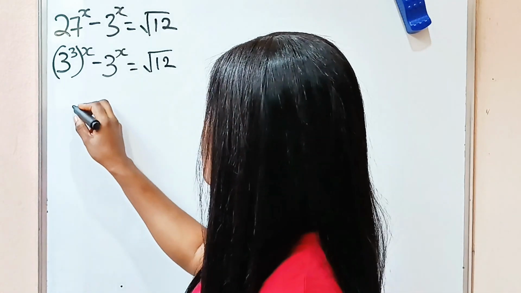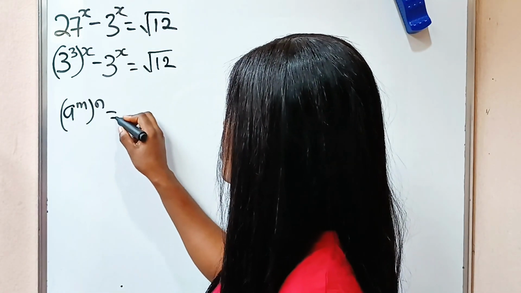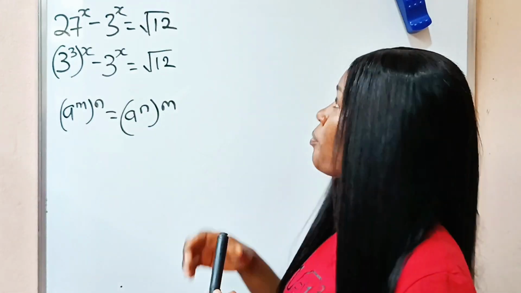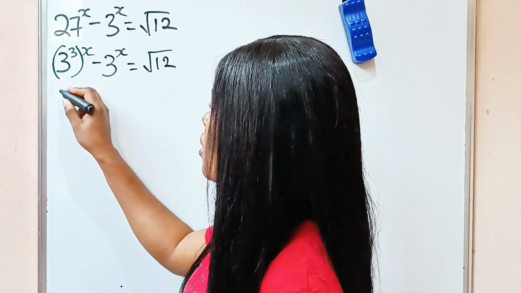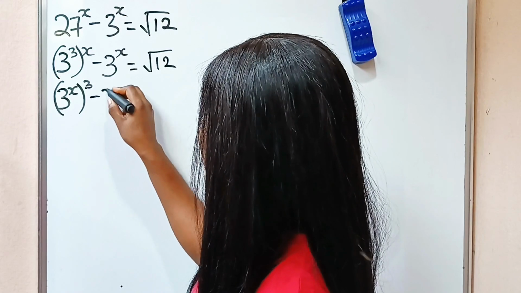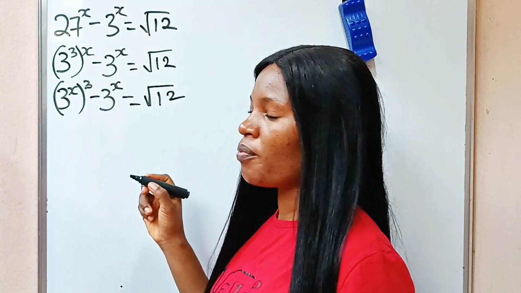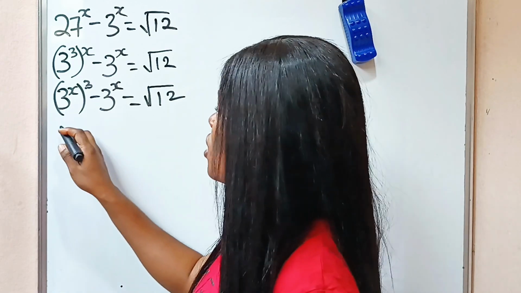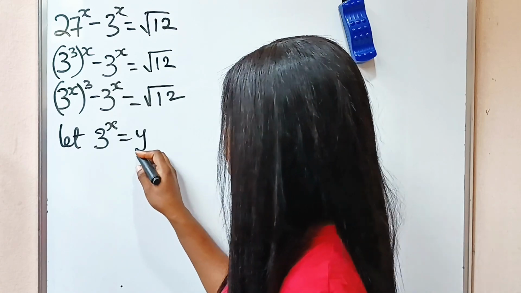Now, when you have a to the power of m raised to the power of n, this is equal to a to the power of n raised to the power of m. That simply means that we can rewrite this as 3 to the power of x raised to the power of 3 minus 3 to the power of x is equal to square root of 12. Now, since we have 3 to the power of x in common here and here, we can call it something. Let 3 to the power of x be equal to y.